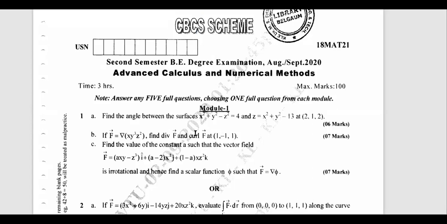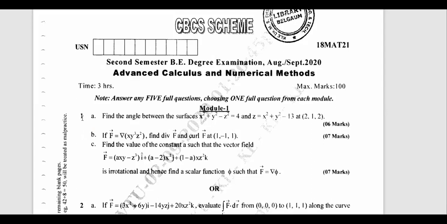Now I'll take another one. Just see, now here question number 1b: F bar is del operating on x y cube z square. Find divergence of F and curl of F at (1, -1, 1). We have solved a similar one, not the exact one. So I want you people to just start with this example and tell me the answers. Is it clear? Shall we go for this?